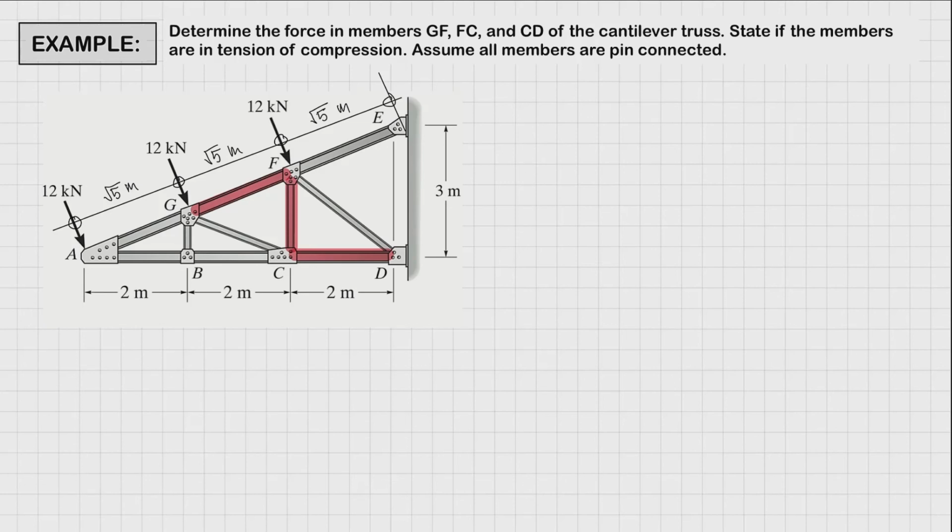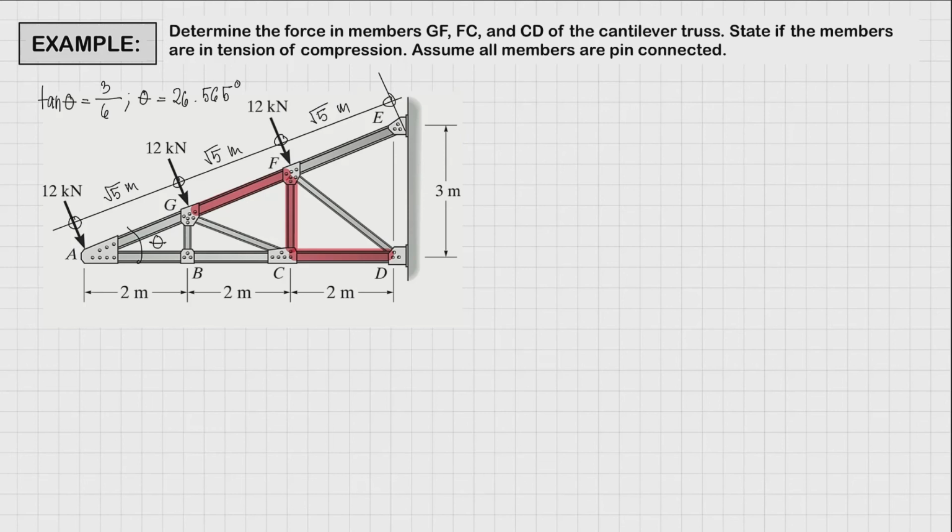Next, we're going to need this internal angle theta. So we could solve that by using our tangent. So solving for angle theta, it's going to be tangent theta is equal to opposite 3 meters divided by adjacent 6 meters. Therefore, angle theta is going to be equal to 26.565 degrees. Alright.